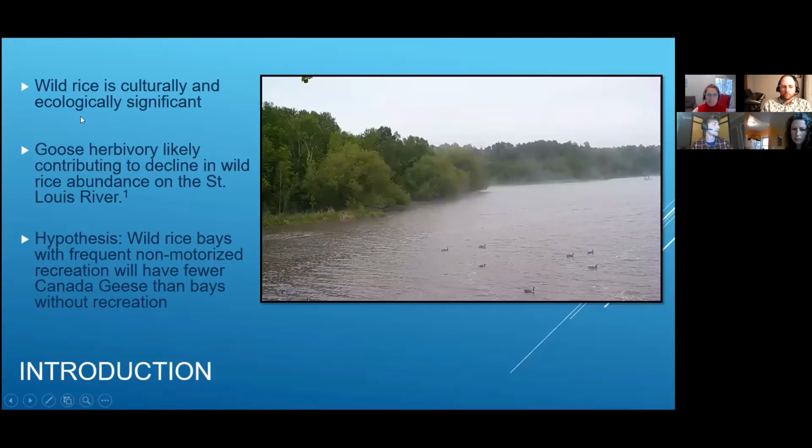Like I said, wild rice is culturally and ecologically significant. Goose herbivory is one of the factors contributing to its decline in abundance in the St. Louis River. There's a few different methods for deterring geese, like noise-making gadgets, coyote decoys, and stuff like that. But the point of this study was to see if an alternative, kayaking or canoeing, could deter the geese from the wild rice bays.